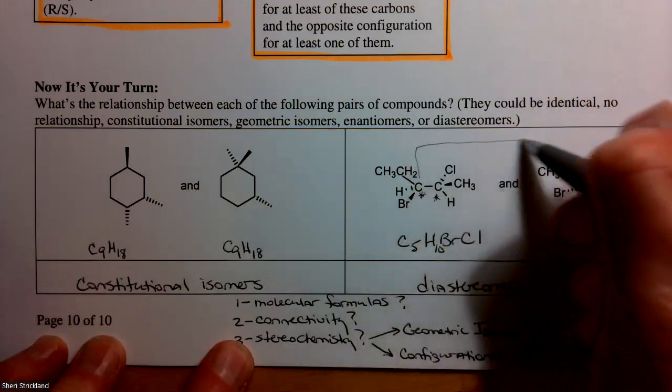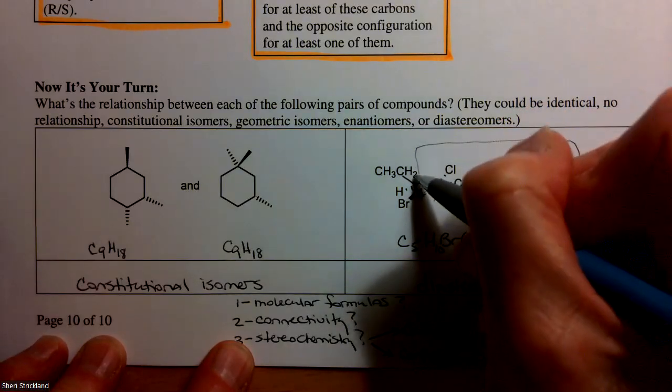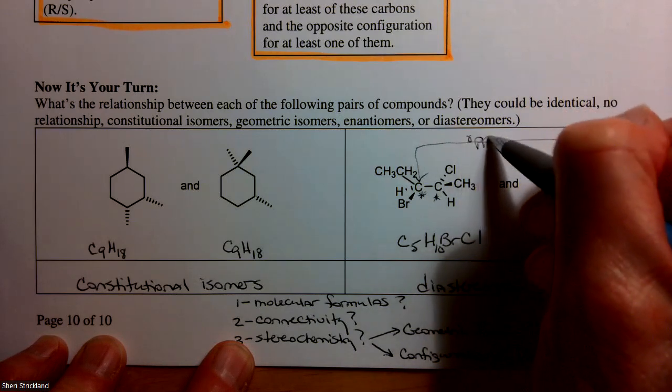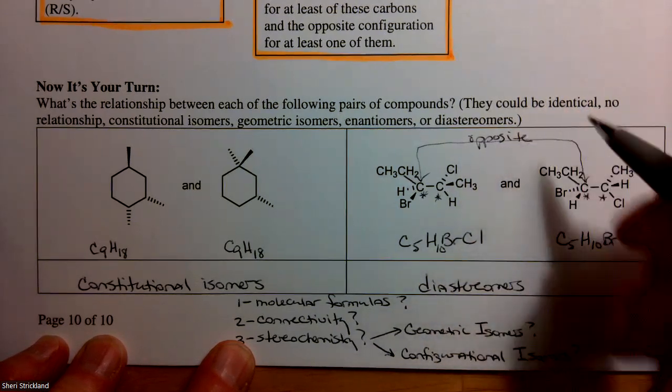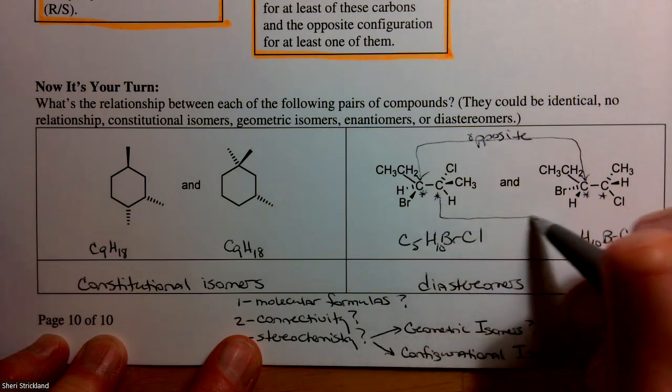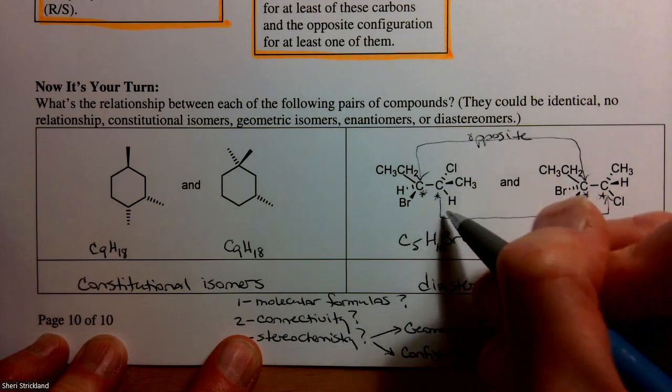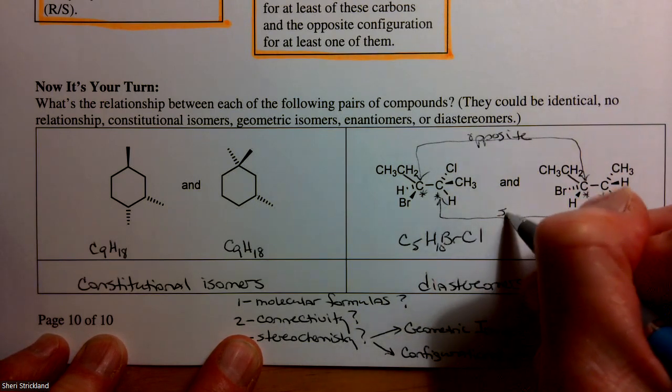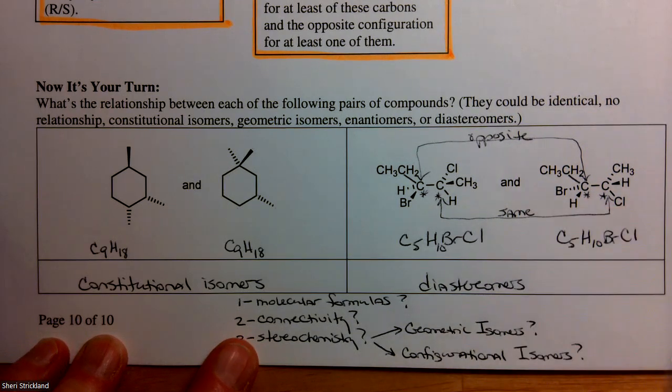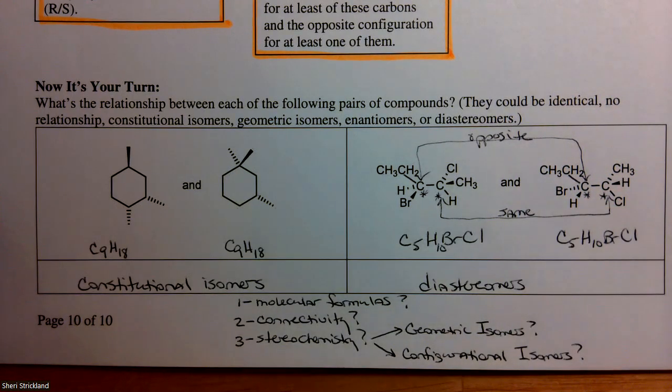So let me leave you with a note here. Opposite configuration there. Same configuration there, but you'd have to work on it a bit to determine that. All right, so that's the story on the comparison of different kinds of isomers. If you have any questions about this, please send them to me.